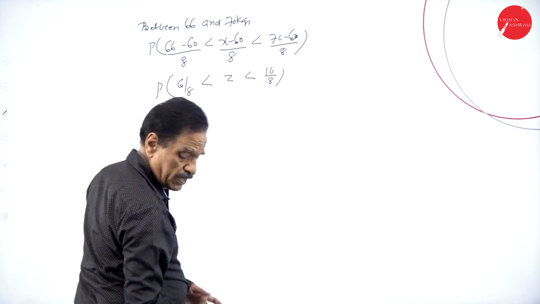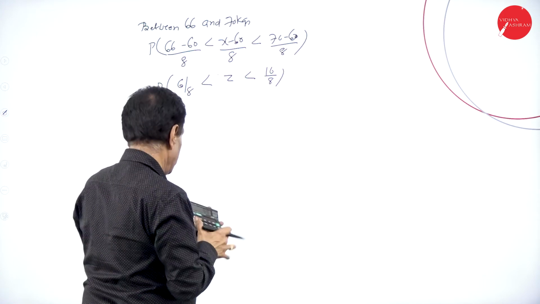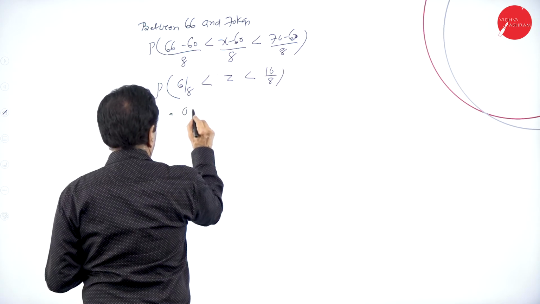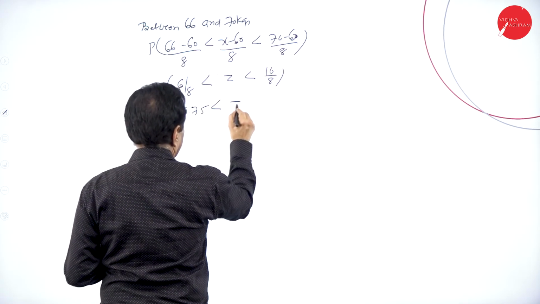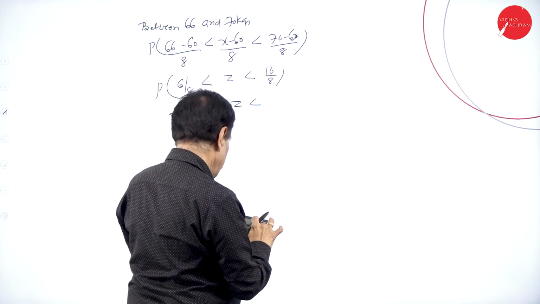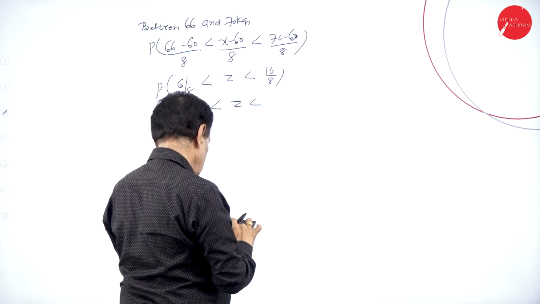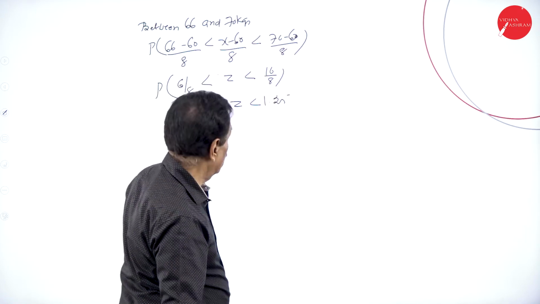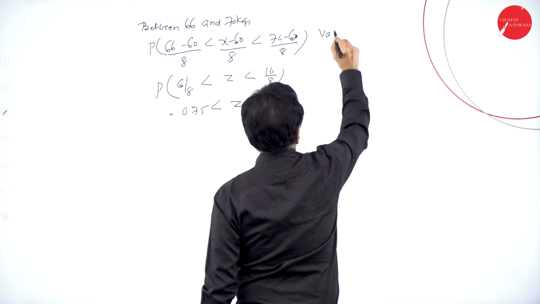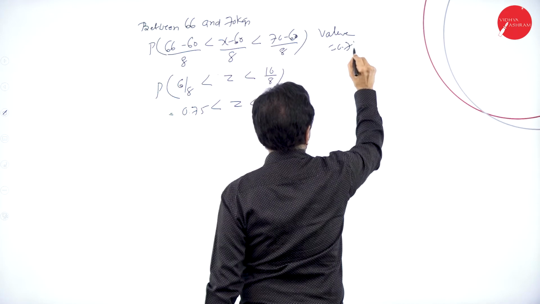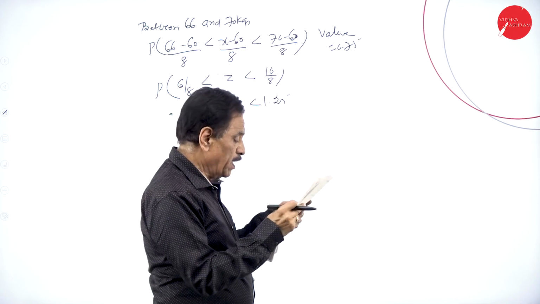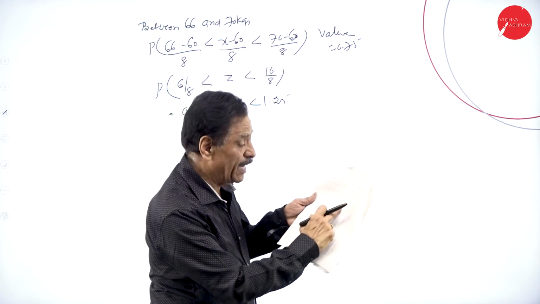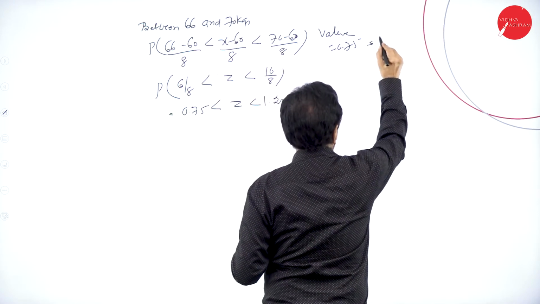Simplify. 6 divided by 8 is 0.75, less than z, less than 10 divided by 8, which is 1.25. Find out the value. For 0.75, the value as per the table is 0.2734.